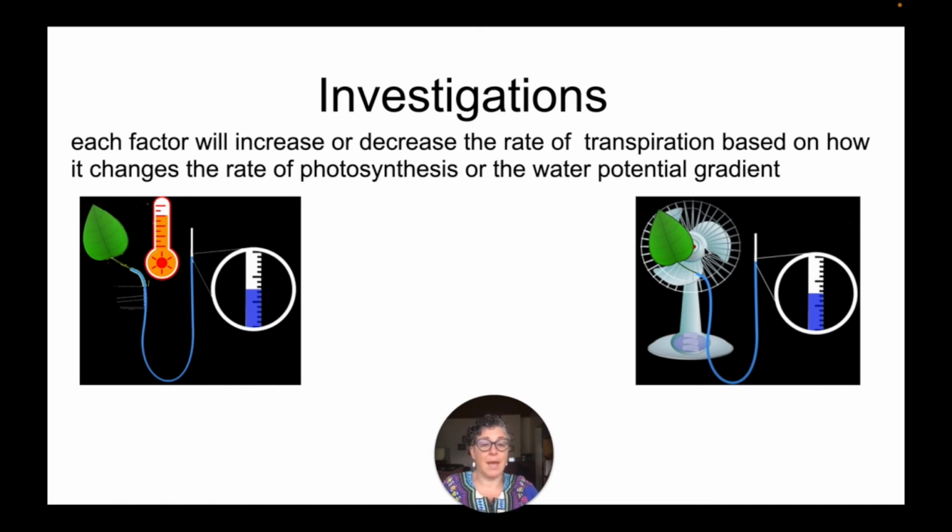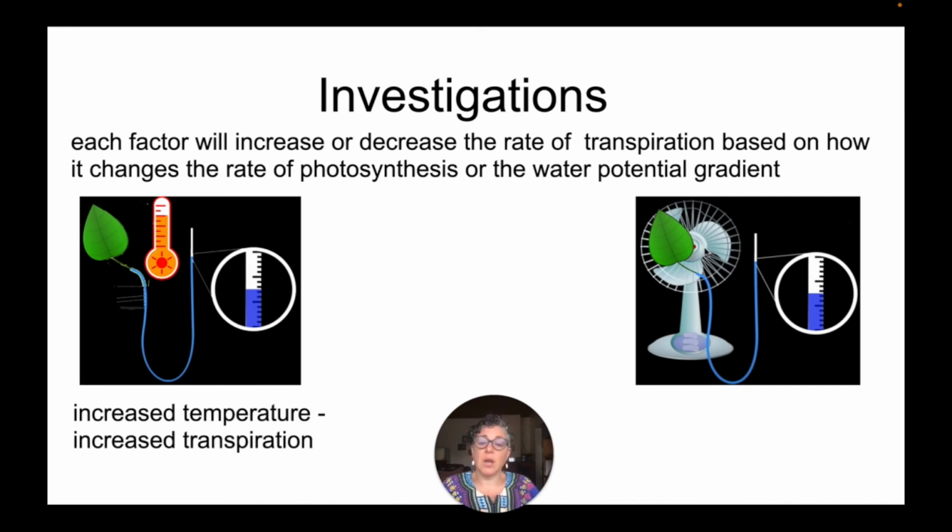On the right, we have the wind speed. So we just set up a fan around the leaf or leaves, and again, we can have slow fan speeds or fast fan speeds, and that would then create the wind speed that would be in the atmosphere, and we can see how quickly or slowly the transpiration rate occurs dependent on the wind speed.